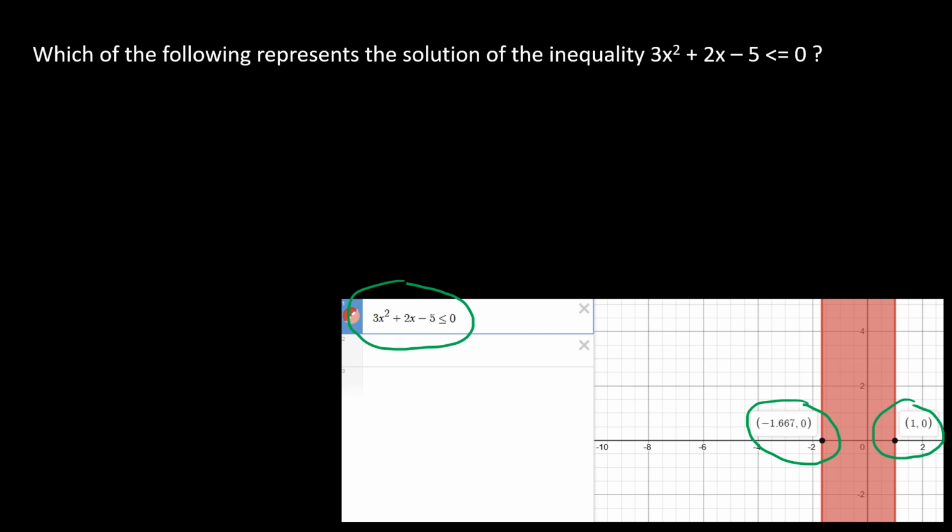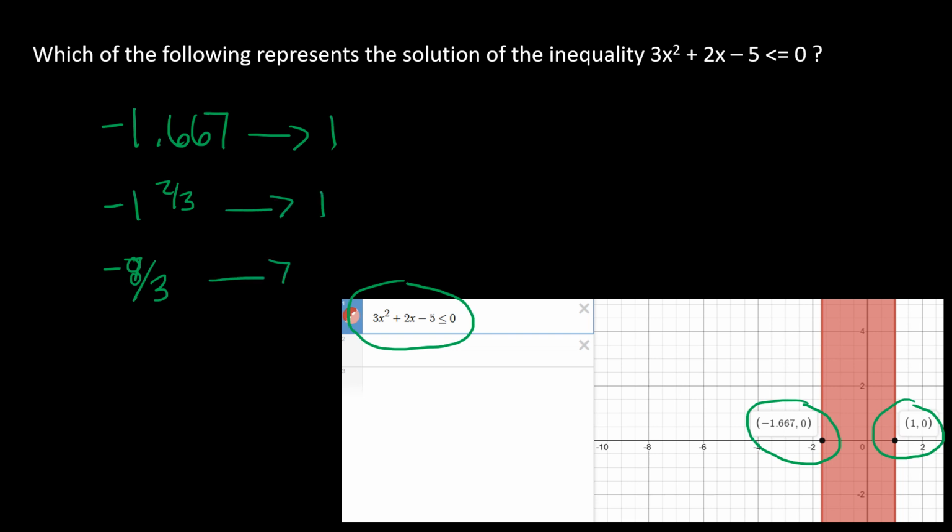Okay? So I know that I'm going from negative 1.667, which we could also see as negative 1 2/3, or this might also be represented as negative 7/3. Actually, this would be negative 8/3. And we're going to 1. Same thing, going to 1.